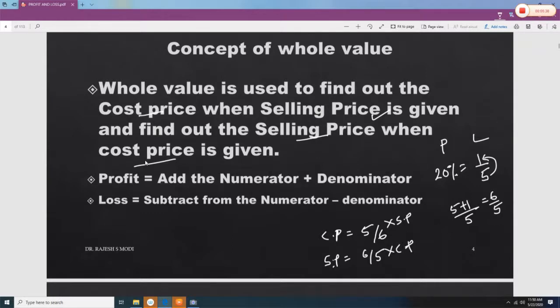And if there is, let's say, a loss of 20%, and we know 20% means 1 upon 5. Now here we are making a loss, so loss means minus figure. So 5 minus 1 divided by 5, that comes to 4 over 5. And when you are going to calculate the CP, this figure will be flipped, and then 4 over 5 becomes 5 over 4. And when you are going to calculate SP, this 4 over 5 will remain 4 over 5.